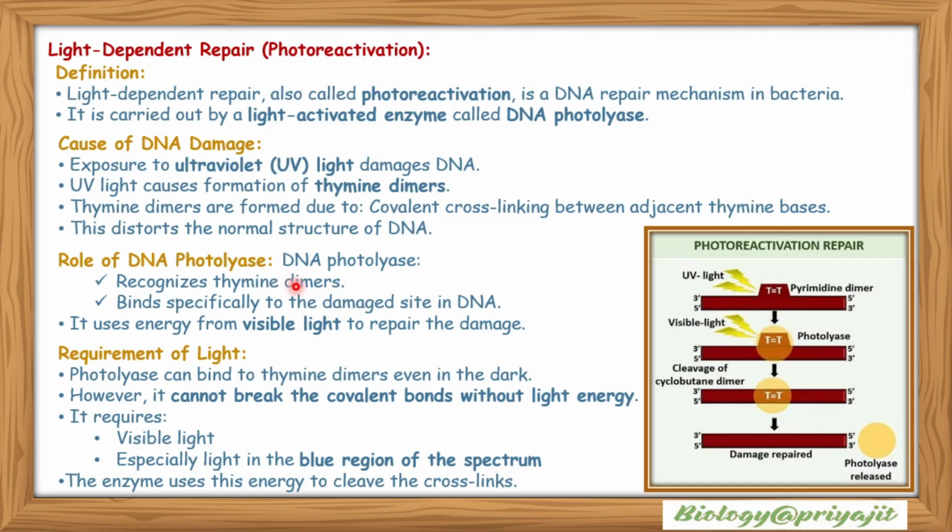Role of DNA photolyase. DNA photolyase recognizes thymine dimers and binds specifically to the damaged site in DNA. It uses energy from visible light to repair the damage. Requirement of light: we know that photolyase can bind to thymine dimers even in the dark. However, it cannot break the covalent bonds without the light energy. So it requires visible light, especially light in the blue region of the spectrum. The enzyme uses this energy to cleave the crosslinks.